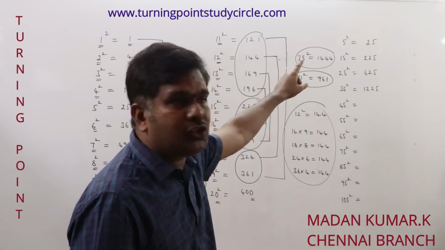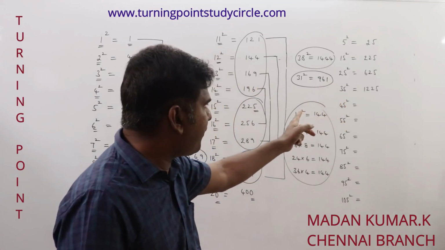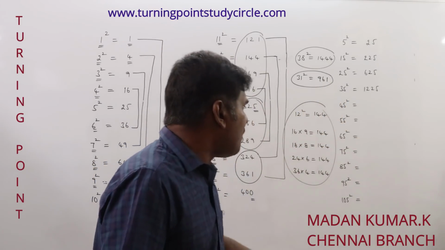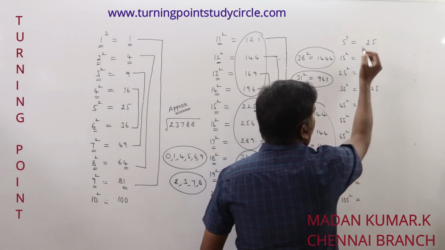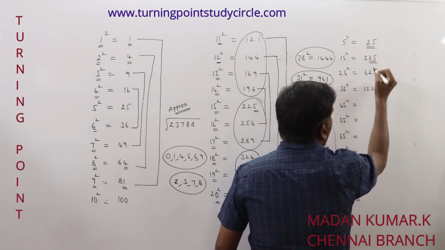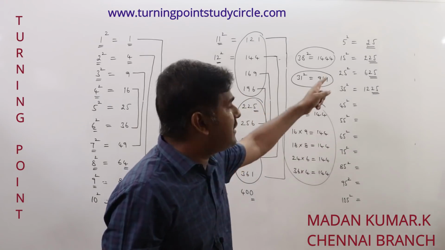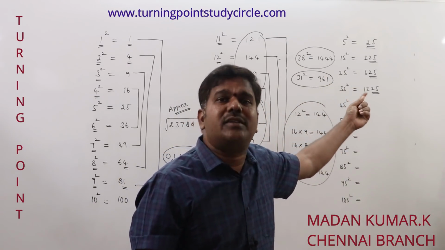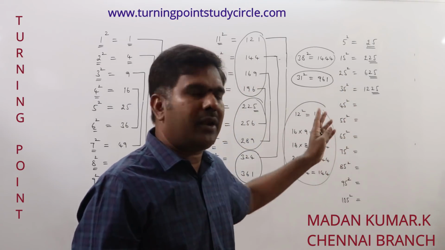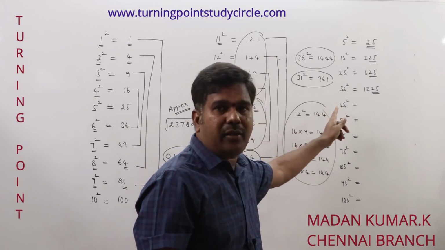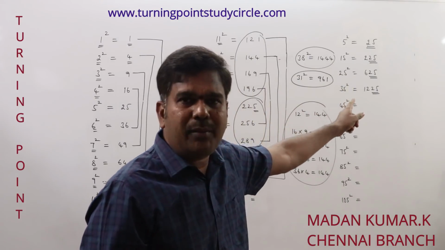I have mentioned 5 square is 25, 15 square is 225, 25 square is 625, 35 square is 1225. 45 square, 55 square, we will see. So what will be the answer? If you observe these four, which is common as the last 2 digits? Nothing but 25, right? So 25 will be common whenever square values are ending with a 5.